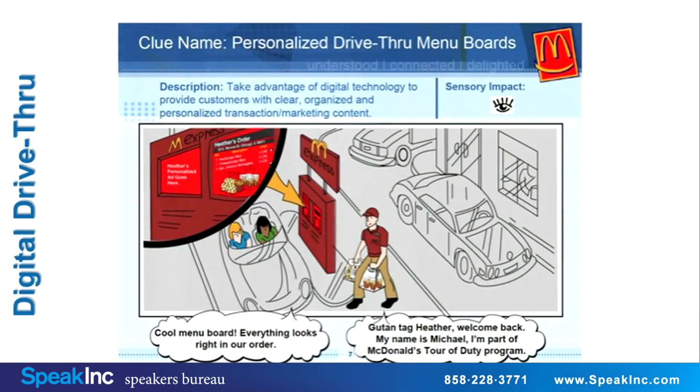Well, what they did is they created N number of drive-thrus. So here's one, but next to it is another one, and next to it is another one, and next to it is another one. So basically, they just ping you on your phone, and they say, go to number 4, go to number 6.